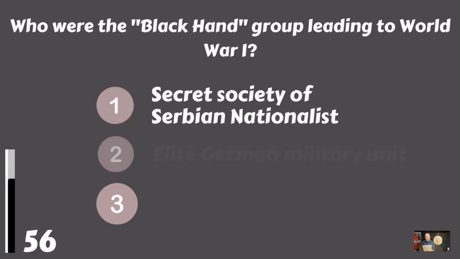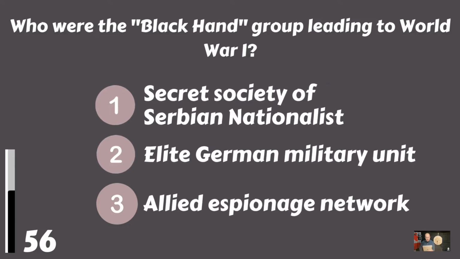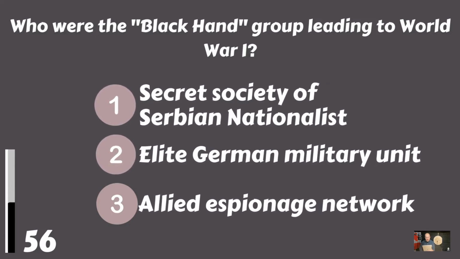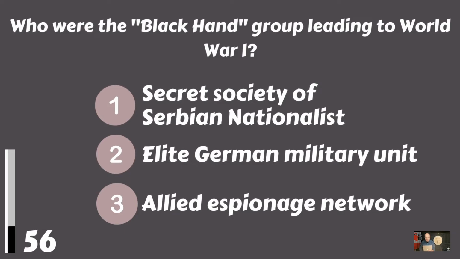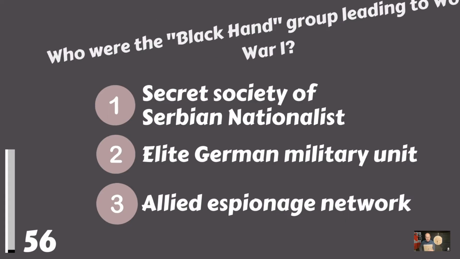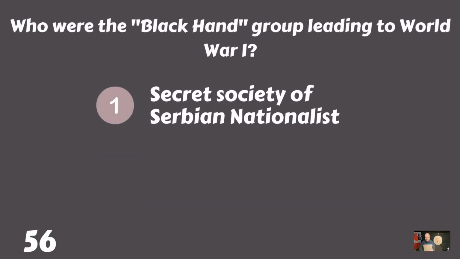Who were the Black Hand Group leading to World War I? The secret society of Serbian nationalists, the elite German military unit, or the Allied espionage network? That would be the secret society of Serbian nationalists.